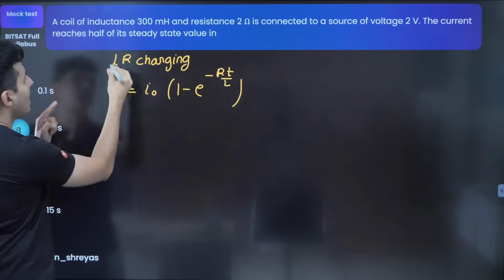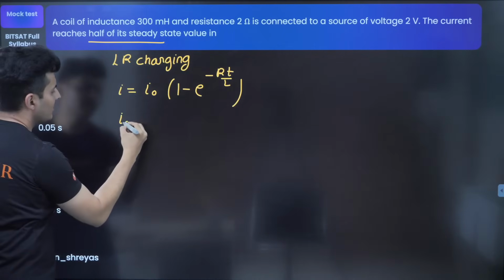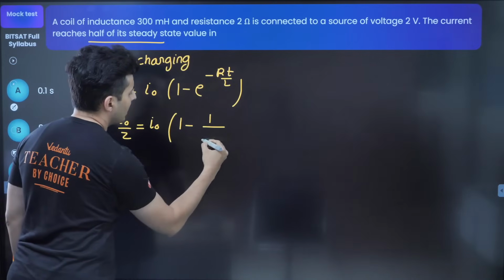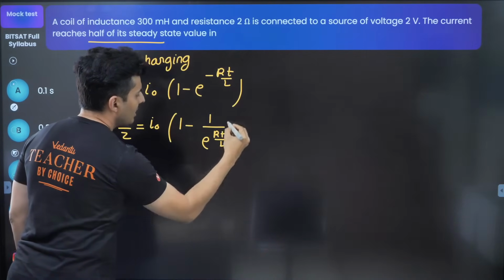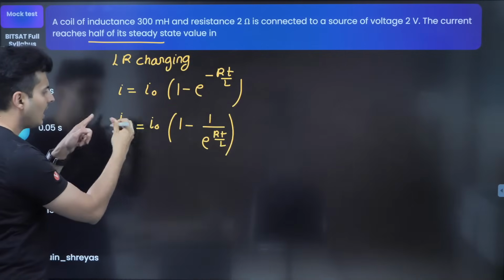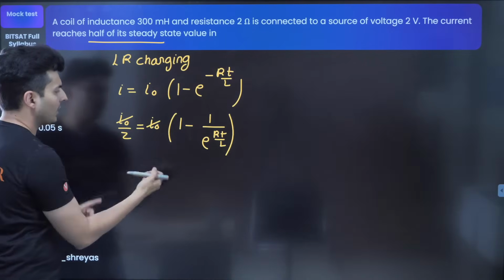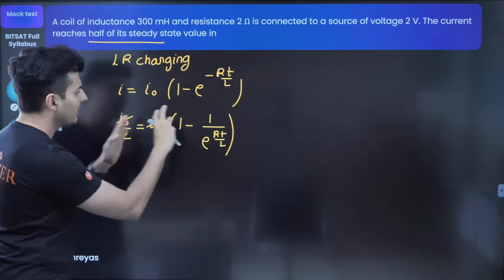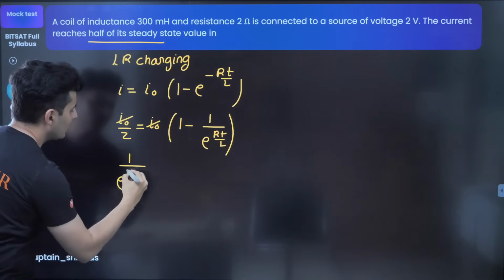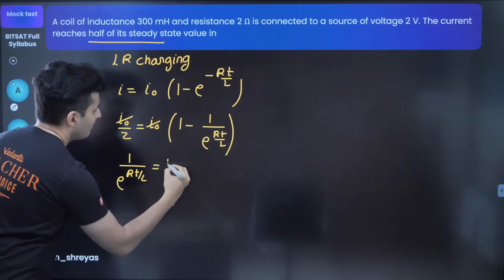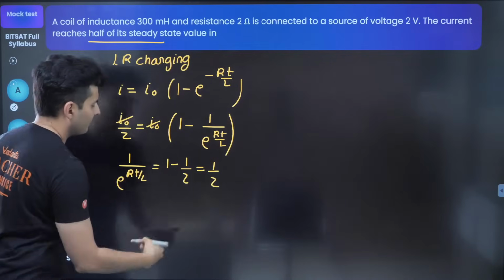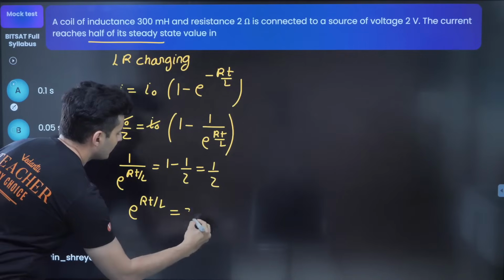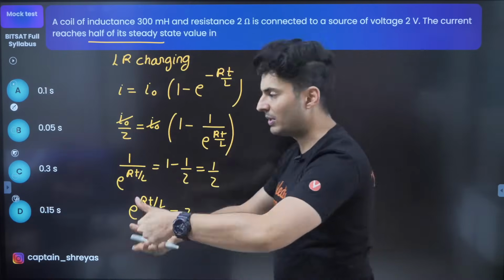Now this current is half the steady state value, that means I naught by 2 is equal to I naught times 1 minus 1 by e to the power RT by L. I naught cancels. So half is there, 1 is there. Take that half there, bring these over here. So 1 by e to the power RT by L will be 1 minus half, which is just half. So that means e to the power RT divided by L is just 2. Take the reciprocal, flip the equation.